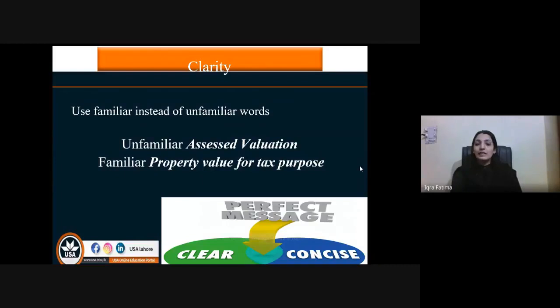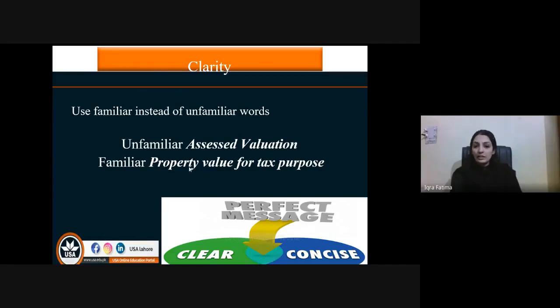Okay, unfamiliar: assessed valuation, or familiar: property value for tax purpose. This is where you can see the example of a clash, you can say, between the familiar word and the precise word. Now, assessed value, I don't think that any one of you knows about this particular term. But if we say property value for tax purpose, now we can understand what it is. We will use the term which is more familiar for us and for our audience as well.